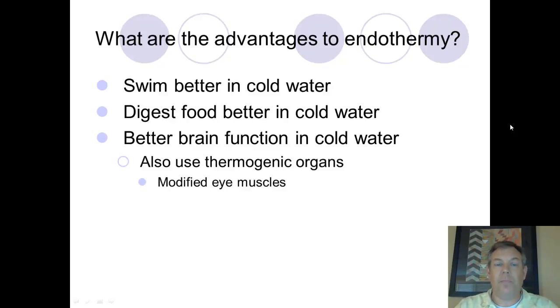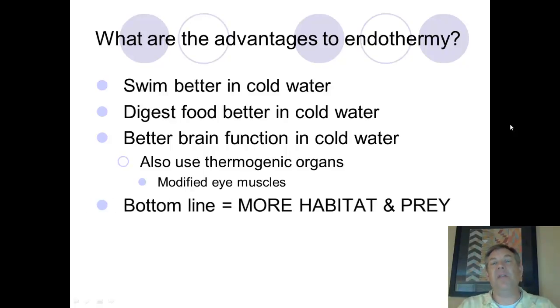And there are other, not just keeping the blood warm, but there are actually some fish that have thermogenic organs, which are modified eye muscles. I think this is in the billfish. This is how they keep their eyes and their brain warm. So these are eye muscles that have been modified specifically to become organs, muscles that contract just for the sole purpose of generating heat in the critical brain region. The bottom line is this gives you more habitat and more potential prey. And so that is the long-term evolutionary advantage here.